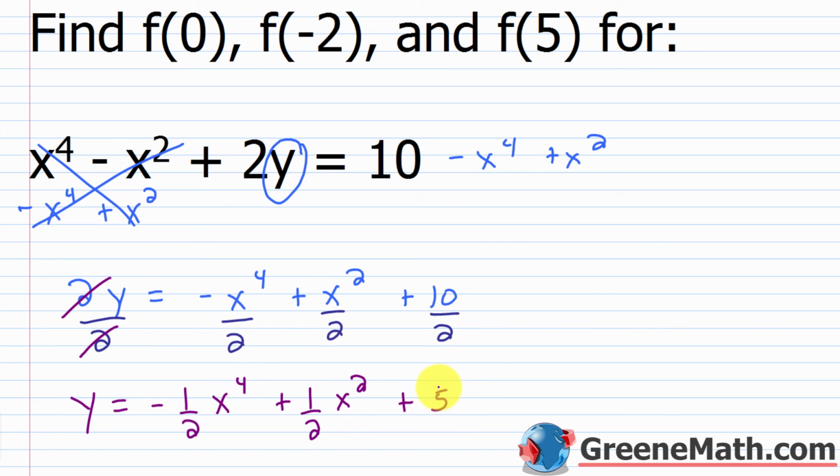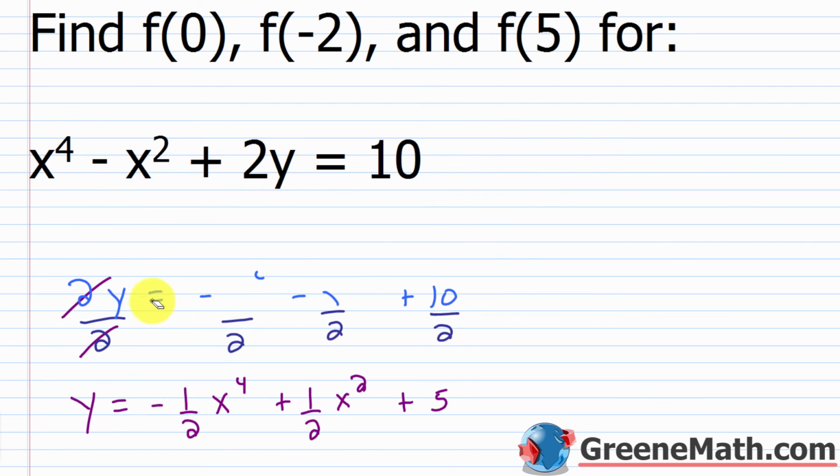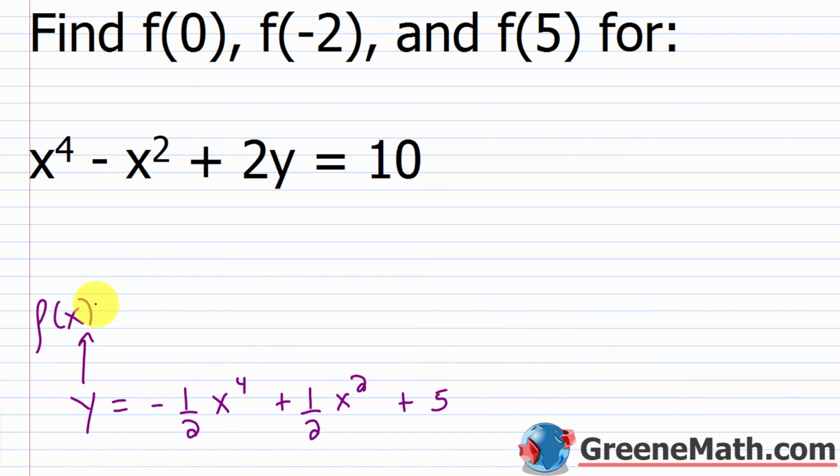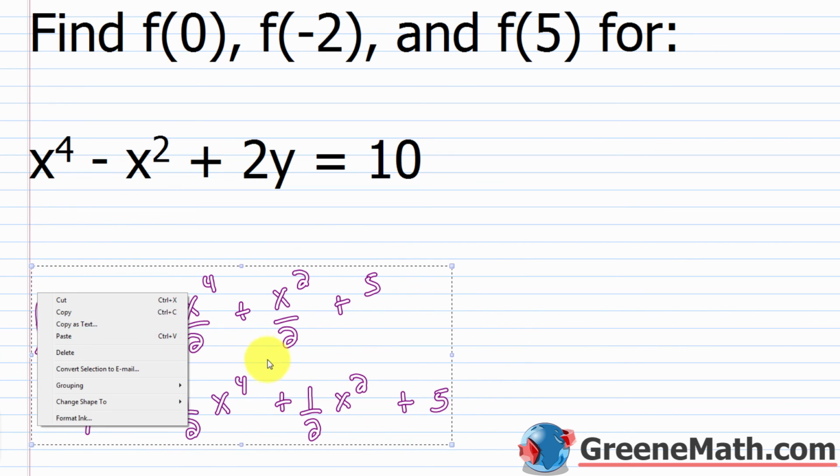So I can go ahead and replace this y with f of x. Let me just erase all of this. We don't need it anymore. I can say y is f of x. Okay, they're the same. And this is equal to negative, and I can write this in a more compact form. Let me just put negative x to the 4th power over 2 plus x squared over 2 plus 5. Let me kind of move these up a little bit.